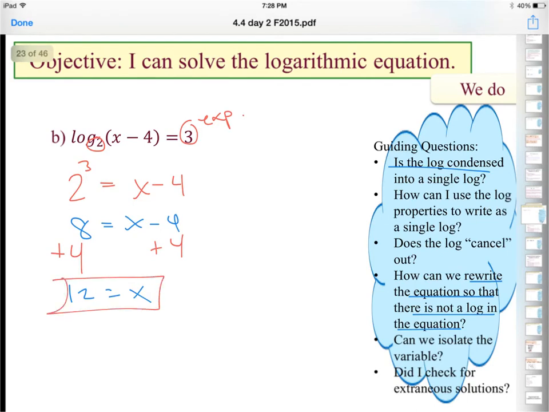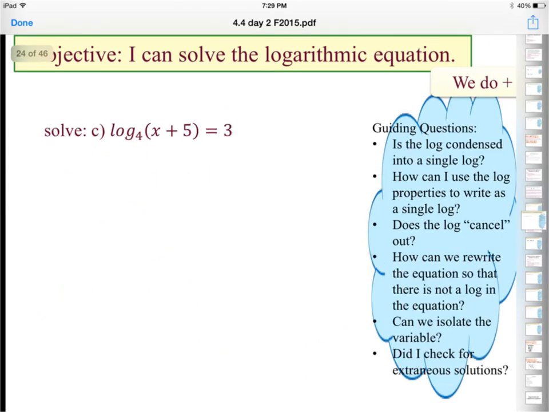Of course, we would want to check on that, so if I think about plugging that back into the equation just to make sure that we don't have an extraneous solution, we would get log base 2 of 8, and that would be equal to 3, so that checks out, and we don't have any extraneous solution.